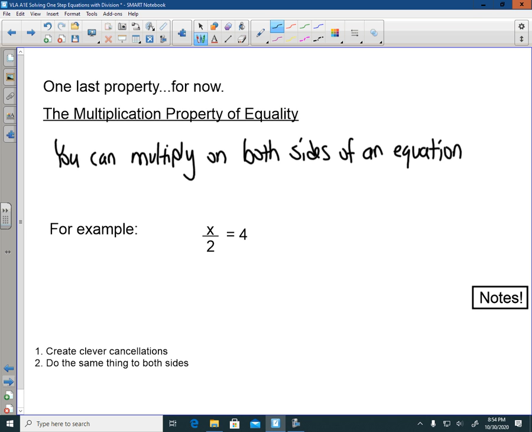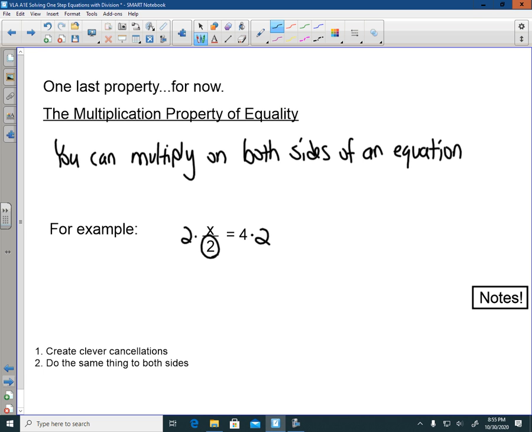So let's take a look at this example. We have x over 2, which is another way of saying x divided by 2. And so since we're dividing, we can multiply to isolate the x, to get the x by itself. So I'm going to show you what that looks like, and then we'll talk about what's kind of going on behind the scenes. If I want to multiply on both sides, remember I have to create a clever cancellation. I have to choose the right number to multiply by. And in this case, and in every case, we're going to choose the number that's on the bottom. So we're going to multiply both sides by 2.